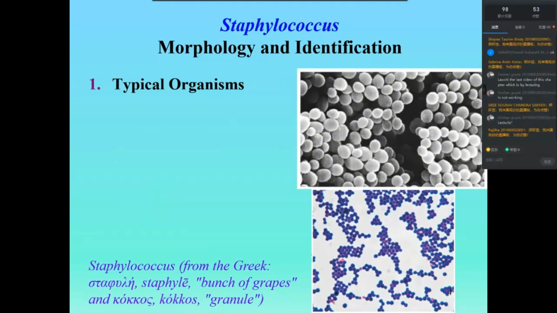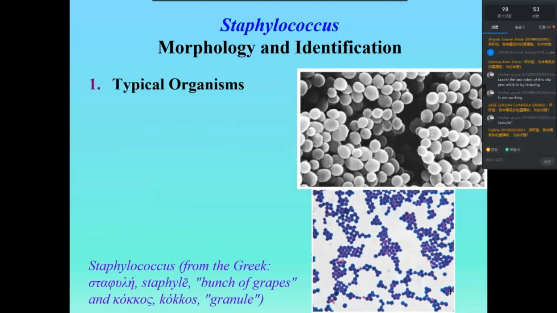Staphylococcus, you can translate it as grape-like berries, grape-like bacteria. They are spherical cells arranged in grape-like clusters. For Gram staining, they are positive. They don't have flagella and spores, which means they are not motile. You want to culture the bacteria and make a pure culture so that we can further study their characteristics.